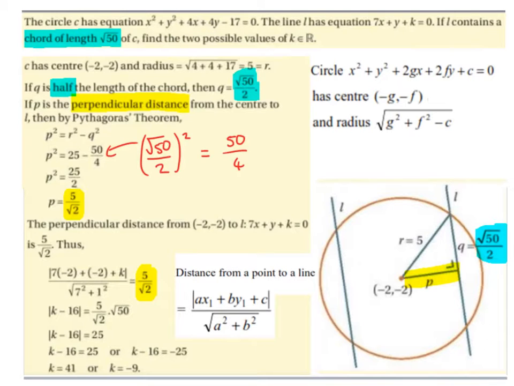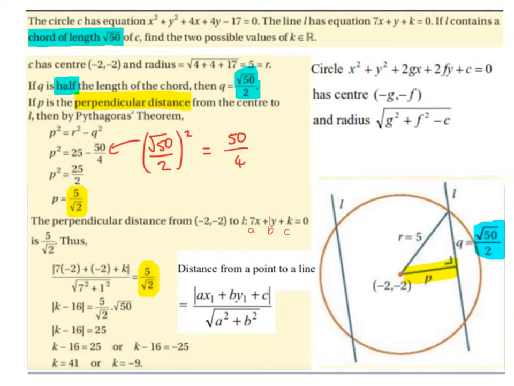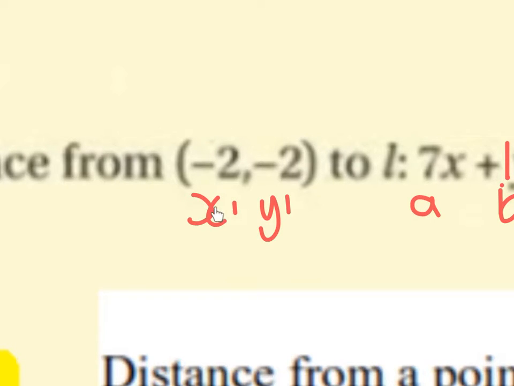Thus, we substitute into our formula, which is the formula for the distance from a point to a line, and we let it equal the perpendicular distance that we just worked out, which is 5 over root 2. So we need to decide what's going to be our a, b and c, and what's going to be our x1 and y1. We take our line, 7x plus y plus k is equal to 0, and we label it a, b, and c. So a is 7, b is 1, and c is k. And then we take our centre point, (minus 2, minus 2), and we label it as x1, y1.